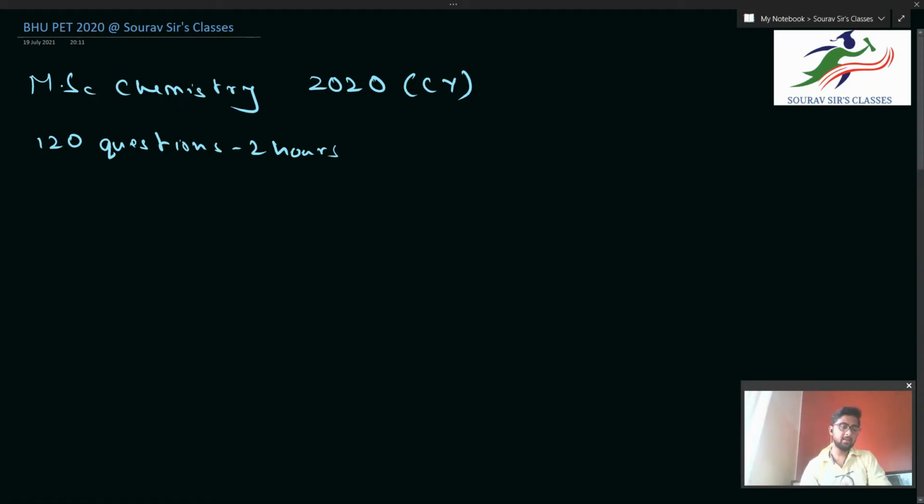The marks distribution is that 2 marks will be awarded for each and every right answer, and half a mark will be deducted for each and every wrong answer that you attempt. So basically this was all about the structure. Now let us look at question number 11 and see whether we can solve it or not, and what the concepts related to it are.